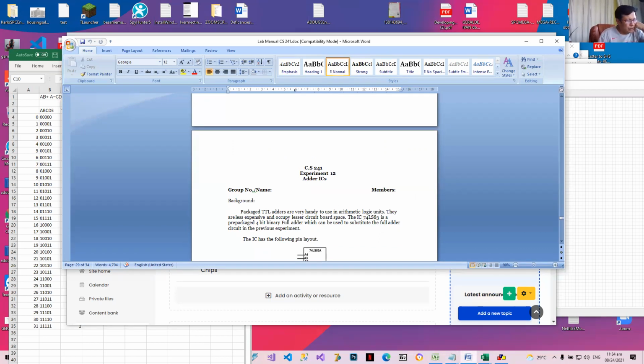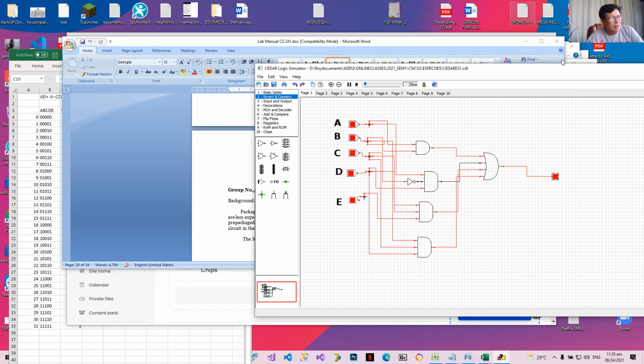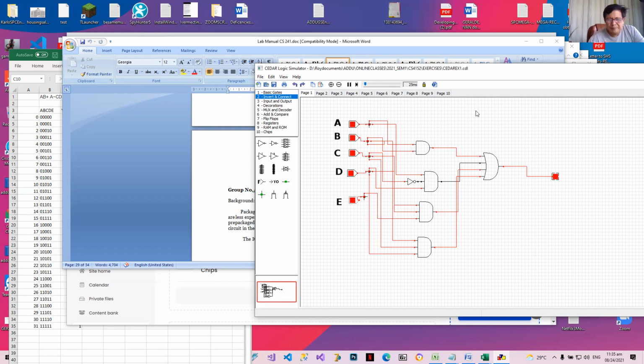Cedar Logic allows us to create a very large circuit because we can have up to 10 pages of a circuit, and then we can connect one page to another using these from-to connections. So you can connect one page to another, from and to. So you can have a very large circuit distributed over 10 pages. Which means if there's no full adder, we can have a full adder here, and then we can just make a connection to the full adder. Okay.